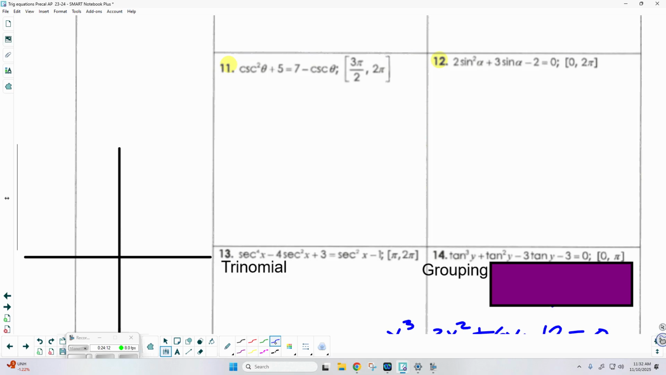Okay, let's look at number 11. Cosecant squared of theta plus 5 equals 7 minus cosecant of theta. Okay, let's get everything to one side. Okay. So why don't we add the cosecant over? Am I going to be able to combine those? Why not? They're both cosecants. There you go. So they're not like terms. The best I could do is say cosecant squared of theta plus that cosecant of theta. Now, if I subtract the 7, 5 minus 7 will give me minus 2.